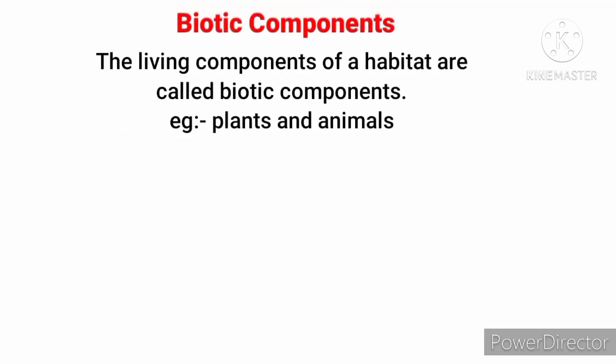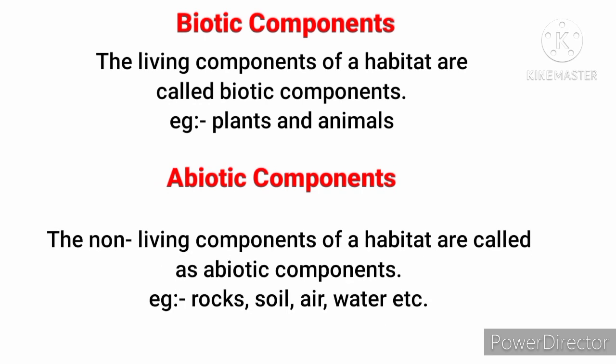Now your next topic is biotic components. The living components of a habitat are called biotic components. Means every component which is living is known as a biotic component. Example, plants and animals. Second is abiotic components. The non-living components of a habitat are called abiotic components, means those which are not living. Example: rock, soil, air, water, etc.